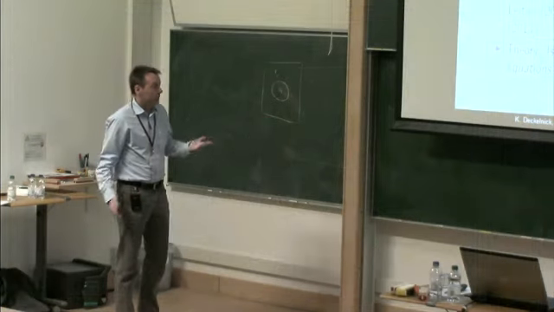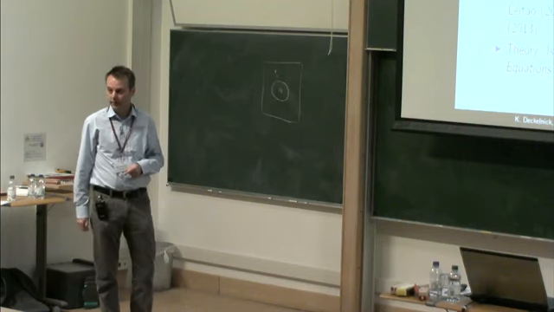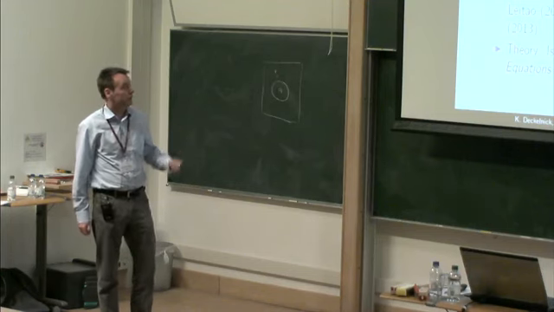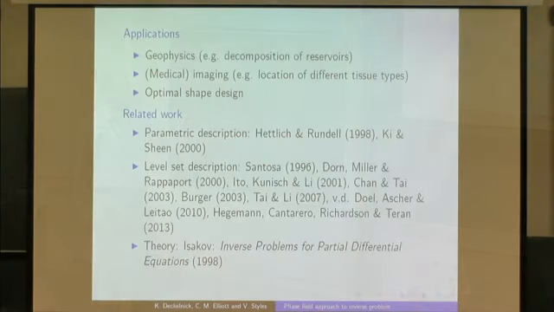Then the question occurs, if you try to solve it numerically or theoretically, how do you describe the boundary? There are essentially two ways to do this. You can go for a parametric description and then try to come up, for example, with some numerical method in order to reconstruct the boundary. There is work by Hettlich and Rundell, Kim and Sheen. And what has become very popular in the last decade is to use a level set approach. I've listed some names and papers. This is by no means a complete list. There is a lot of work using the level set approach in order to attack this problem.